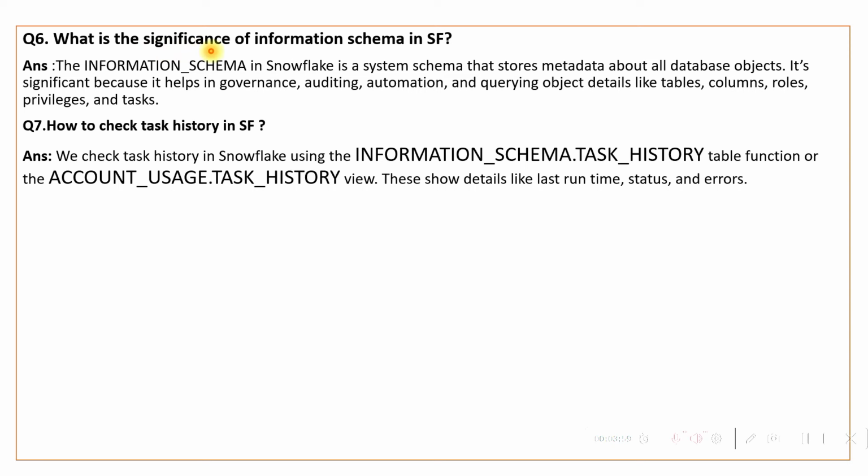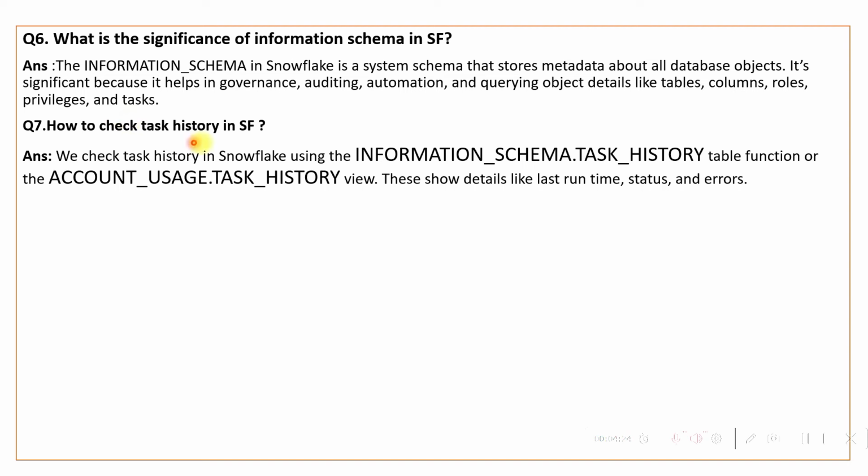Next question: what is the significance of information schema in Snowflake? The information schema in Snowflake is a system schema that stores metadata about all database objects. Its significance is that it helps with governance, auditing, automation, and querying object details like tables, columns, roles, privileges, and tasks.